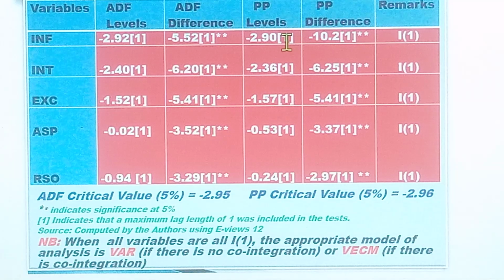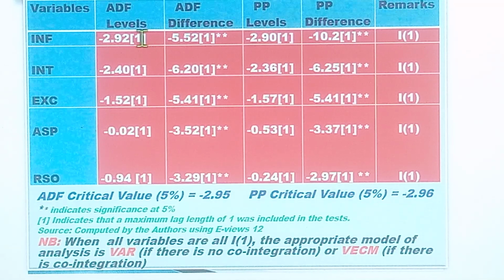Then for PP also, this is the calculated value for inflation using PP at levels, and this is the critical value for PP at 5%, minus 2.96. So we are considering the absolute values. So 2.90 is also less than 2.96, suggesting that at level, inflation is not stationary both for ADF and for Phillips-Perron.